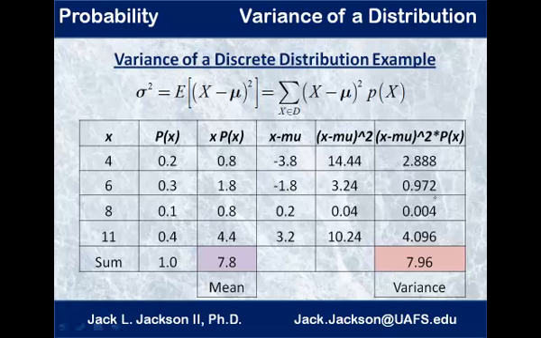So all these values in this last column are x minus mu squared, times the probability of the x's. And that's the thing that we want in our sum here for the answer, so we just add those up and get the number with the pink background. So 2.888 plus 0.972 plus 0.004 plus 4.096 gives you 7.96, and that is the variance. That's the expected value of x minus mu squared, or the sum of x minus mu squared times the probability of x, and this goes directly by the definition.